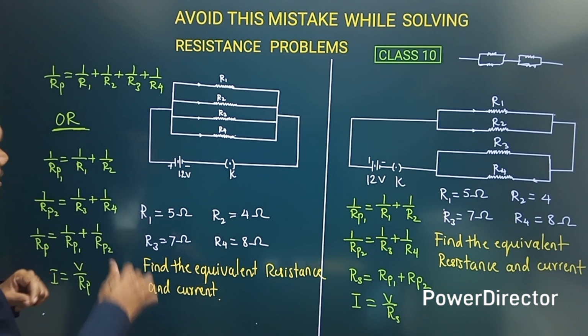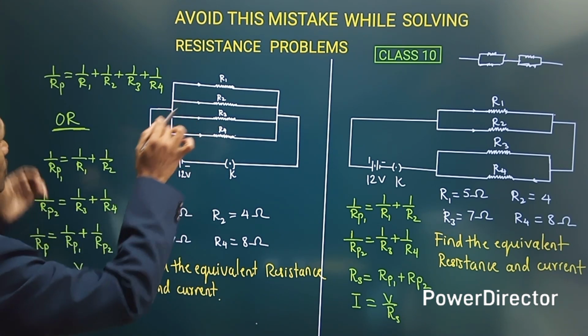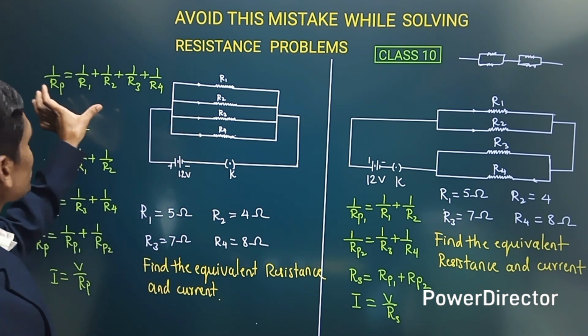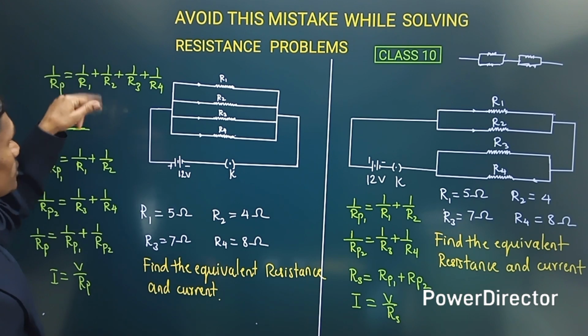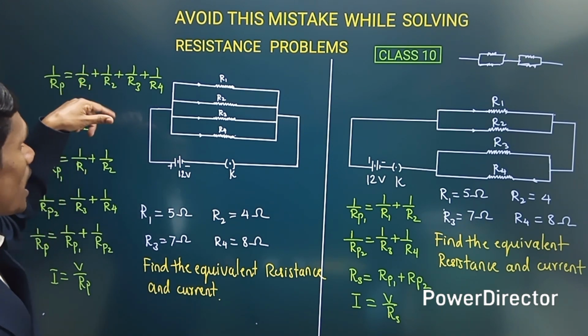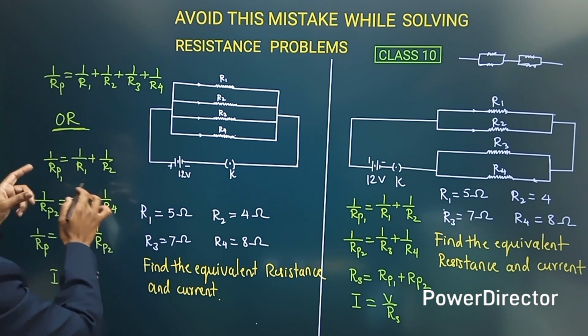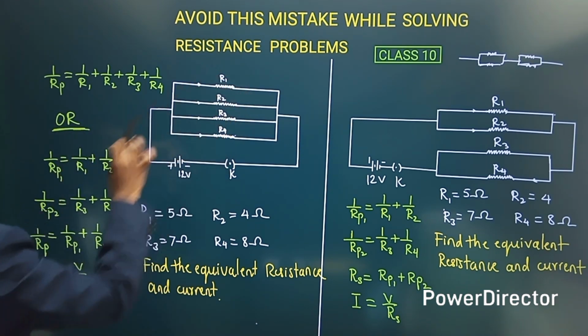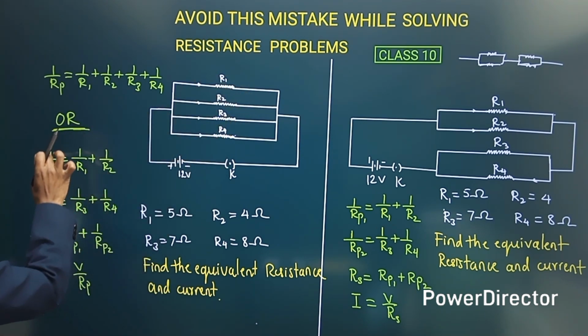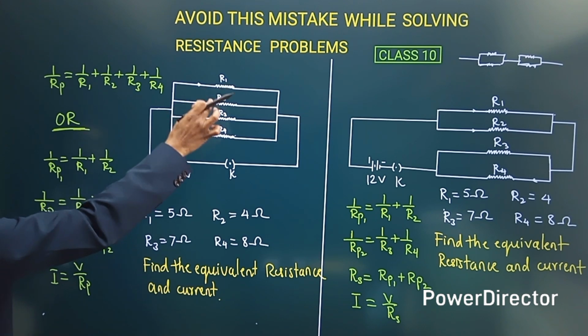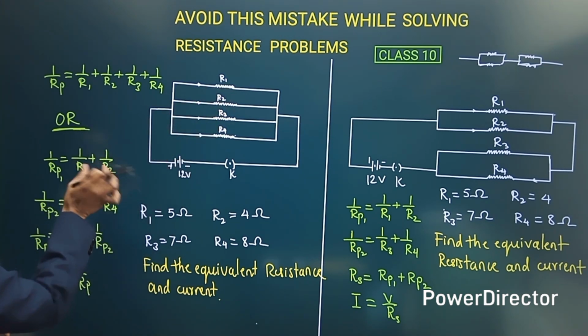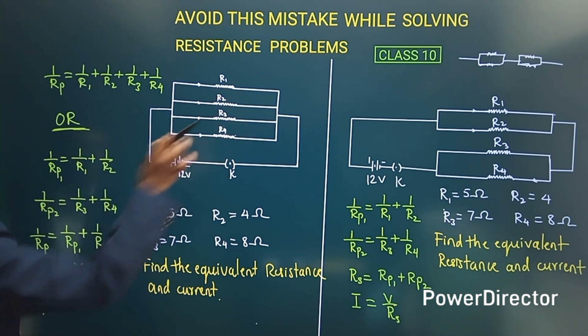Coming to this, here all are parallel connections. So directly you can go for 1 by RP equal to 1 by R1 plus 1 by R2 plus 1 by R3 plus 1 by R4. Otherwise, you can break this like this also. This set you can do once if you want: 1 by RP1 is equal to 1 by R1 plus 1 by R2. This sum you can find out. Next, in the same way, this set also you can find out.